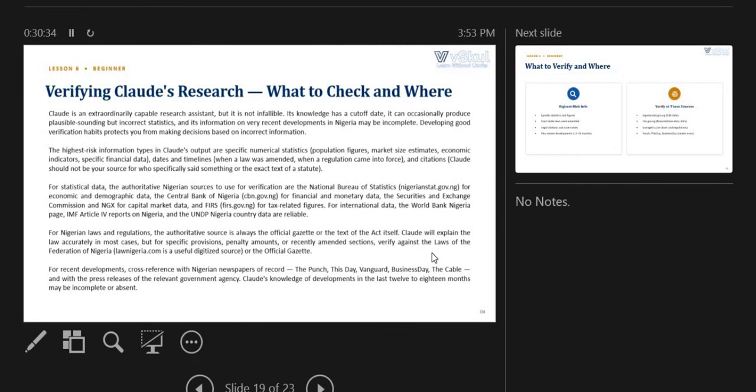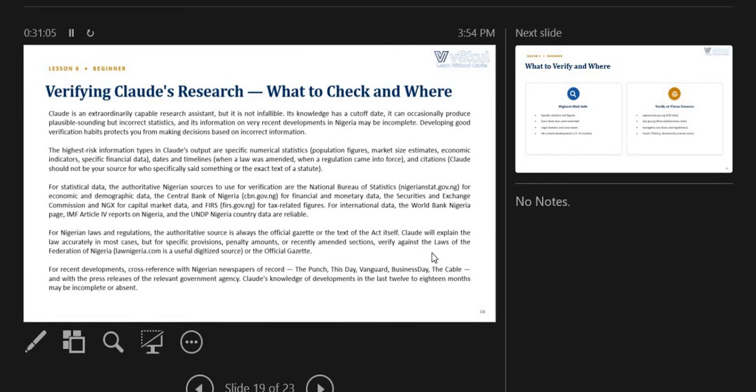You know, for Nigerian law and regulations, the authoritative source is always the official gazette or the text of the act itself. Claude will explain the law accurately in most cases, but for specific provisions, penalty amounts, or recently amended restrictions, verify against the Laws of the Federation of Nigeria. Of course, you can see their website there and other gazettes as well.